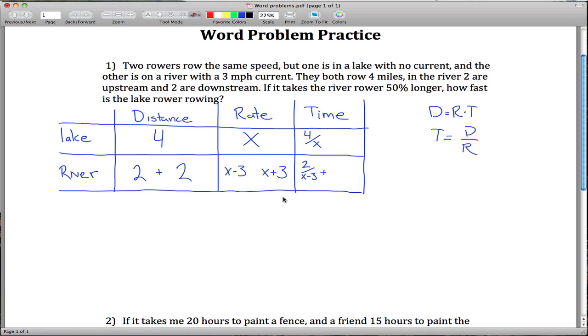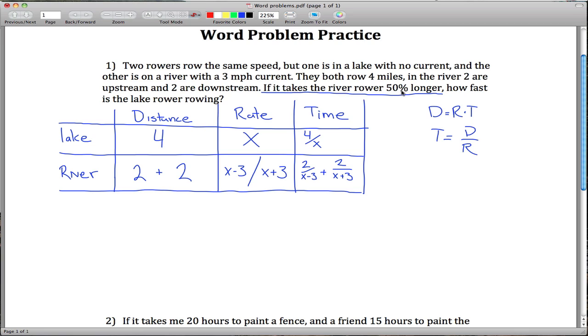And then we want to add to that the amount of time it takes to go downstream. Again, you're going 2 miles, but now your speed is x plus 3. And so once you get time, we can put everything together using this fact right here.